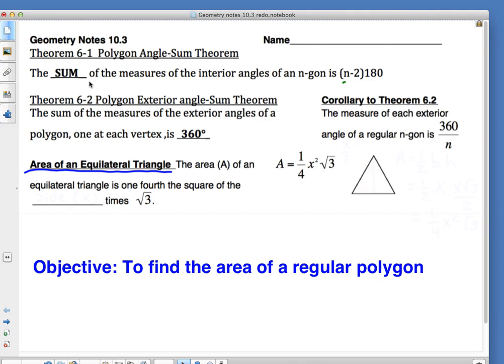Now, something new today is the area of an equilateral triangle. This area of an equilateral triangle is based on the square of the side, and we're going to use x to represent that. I'm not going to represent that as s. Sometimes I go back to s.